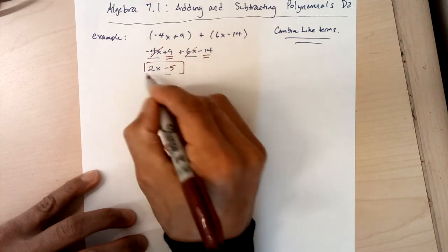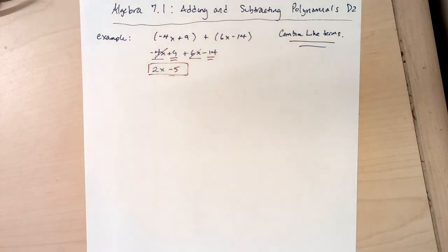2x minus 5. Really, I also want to put my polynomial, that's the sum in this case, after we add the two polynomials, in standard form. The directions would just be to either simplify or add or subtract, but that also implies that your polynomial is in standard form, and this polynomial is in standard form.